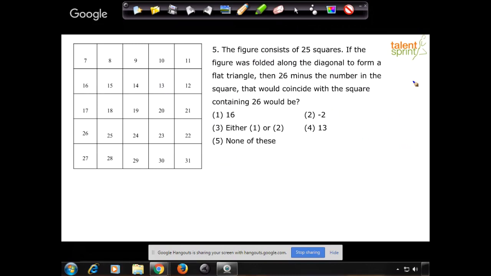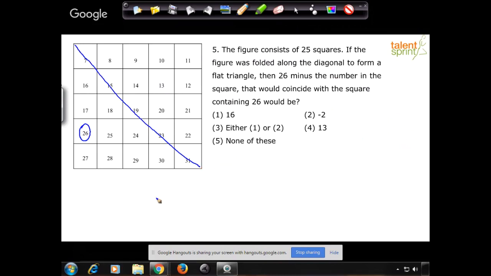Now, read the question again. They're telling us that here is a square 5 by 5. If we fold the square along its diagonal, what is the number going to be behind the square that has the number 26? And if we subtract that number from 26, what will be the answer? Now, we all know that all quadrilaterals have two diagonals. Here there are two possibilities for the diagonal. Diagonal 1 may run from 7 to 31.